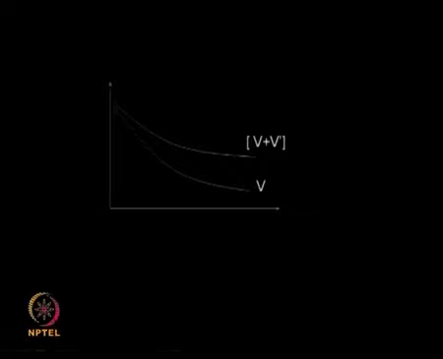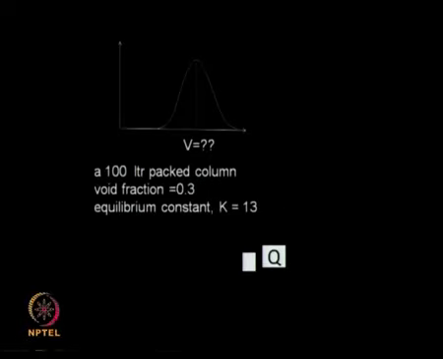So we are looking at different types of assumptions for the chromatographic column. Now let us go further. Imagine I have a 100 liter packed column with a void fraction of 0.3, and the equilibrium constant k is equal to 13. What is the volume at which the elution takes place? What is the elution volume? How long should I keep collecting until the maximum of the peak appears?